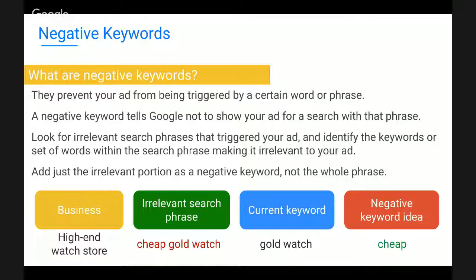What will you do in this scenario? Simply take the word cheap and add that as a negative keyword. So next time a person is searching on Google and puts in the words cheap gold watch, because the word cheap is a negative keyword, your ad will not get triggered. Similarly, try finding more of these queries which are irrelevant to you but still have the potential of triggering your ad, and add those as negative keywords.